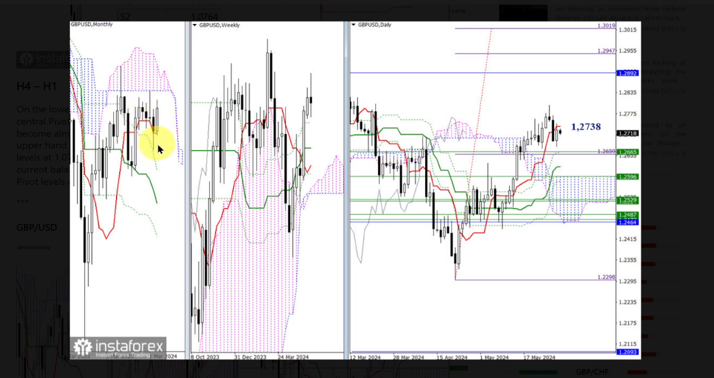The nearest bullish target is the resistance of the lower boundary of the monthly cloud, 1.2892. Bearish targets are represented by supports on the daily and weekly timeframes, with the nearest level being at 1.2665, weekly and monthly Fibo Kinjun levels.